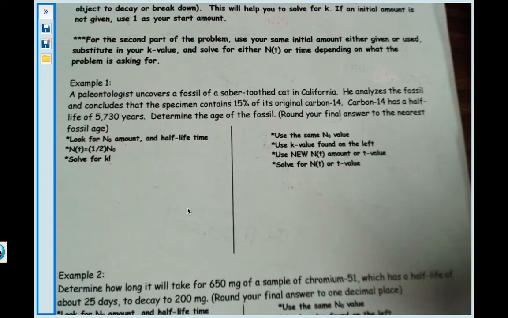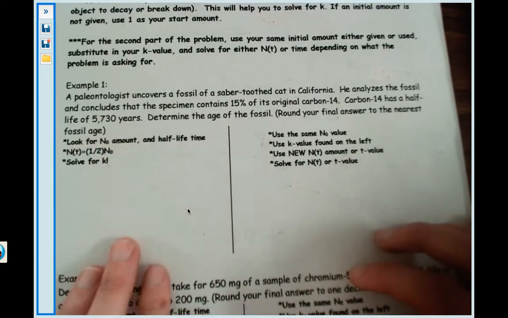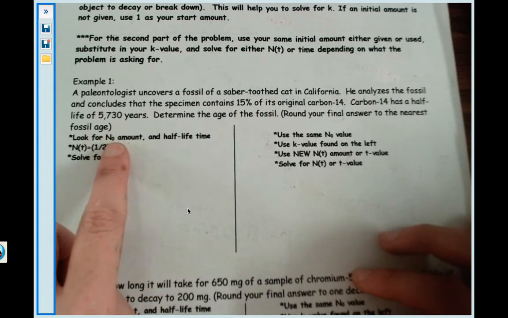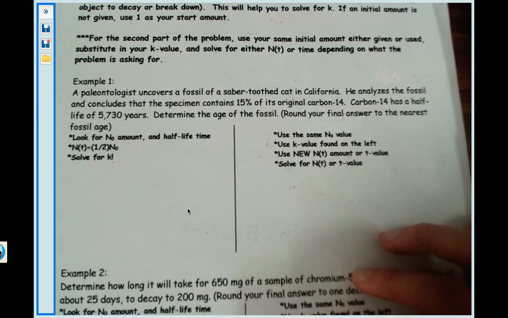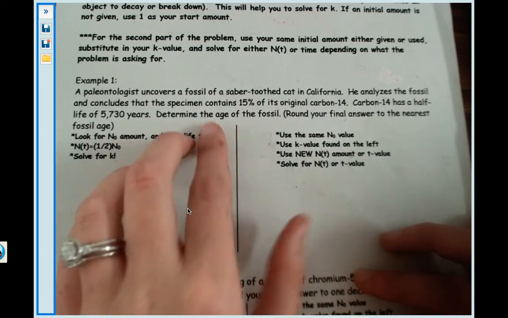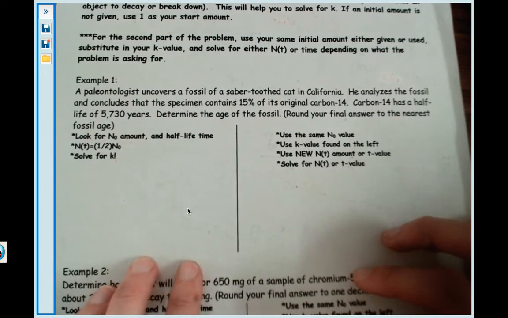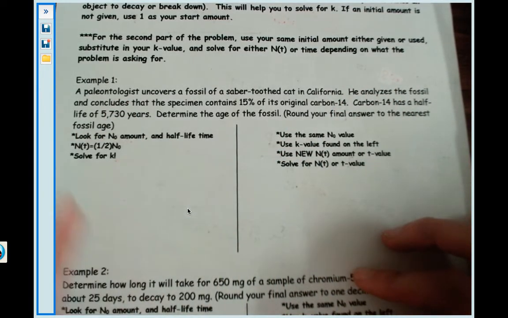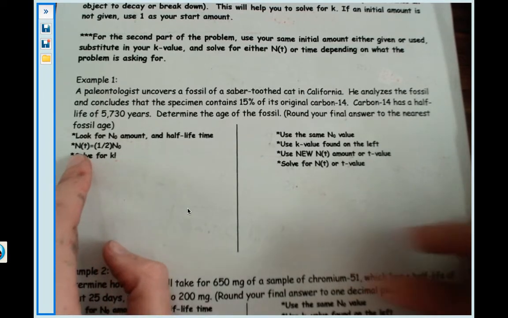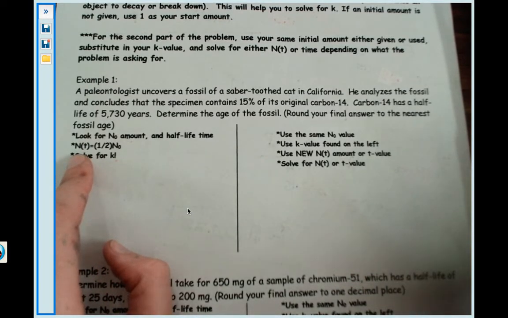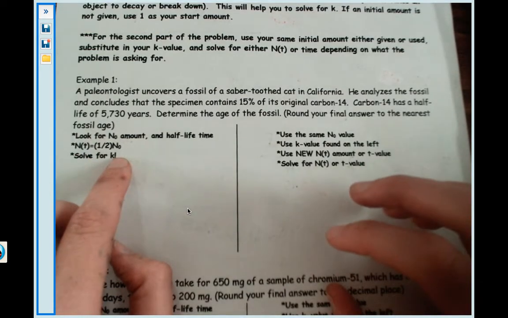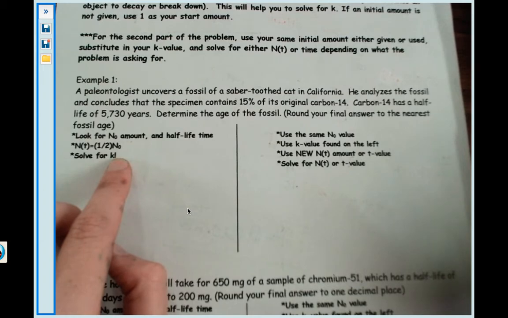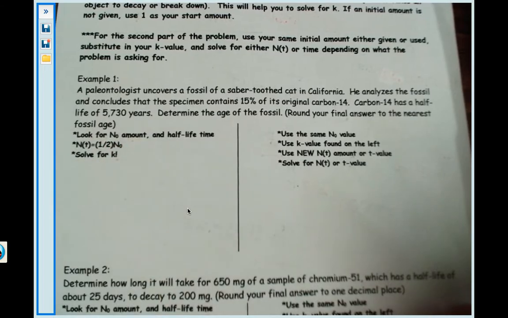And we're going to round our answer to the nearest year. The first thing we're going to look for is our N sub 0, which is our start amount of the carbon-14. Then we look for a half-life, which will be the time we use on this side. We're going to use a different time on the other side, so be careful. Since we're dealing with half-life on the first side, our start amount is the initial amount, and the end amount will be half of the start amount. And then we'll be solving for k.